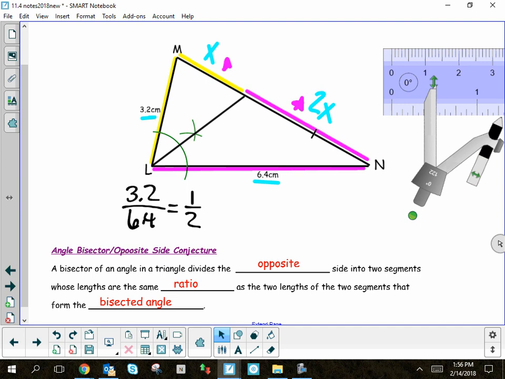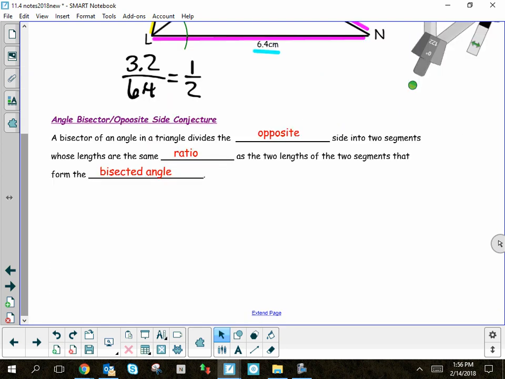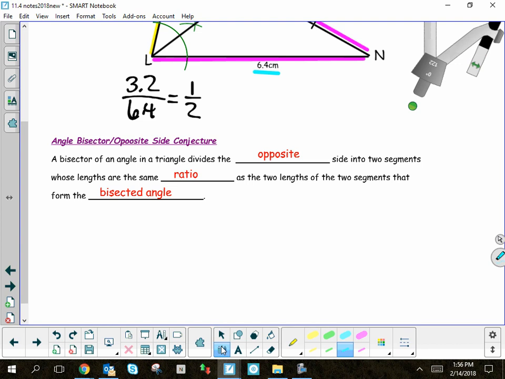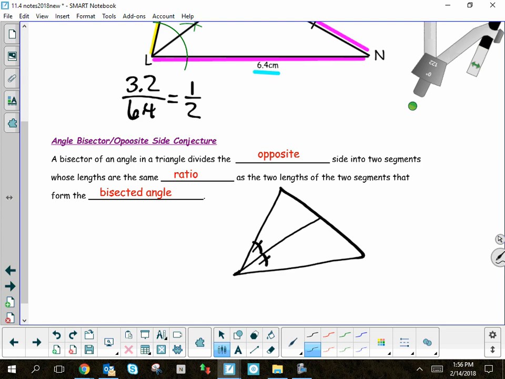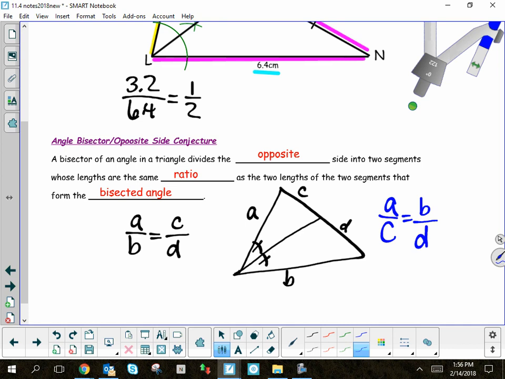Just to make it a little simpler, let's draw a little separate picture right here. If I have a triangle here and I have an angle bisector, I can call this A, this B, this C, and this D. This proportion is always going to be true if you have an angle bisector. You could say A is to B as C is to D. We can also write it a different way. You could say A is to C as B is to D. You can always write these proportions a little bit differently.